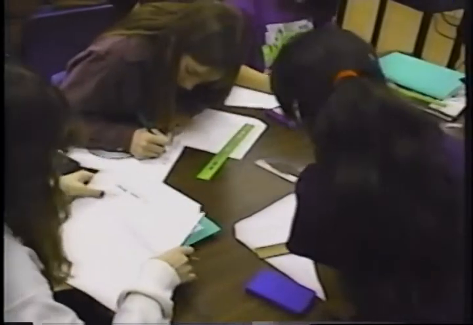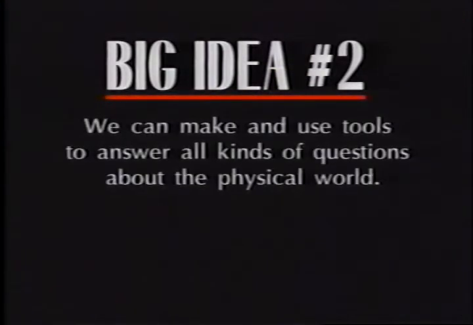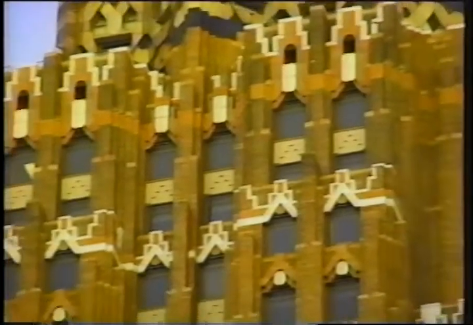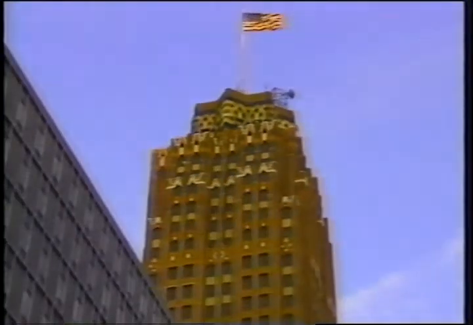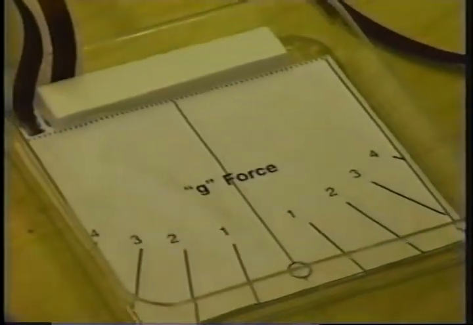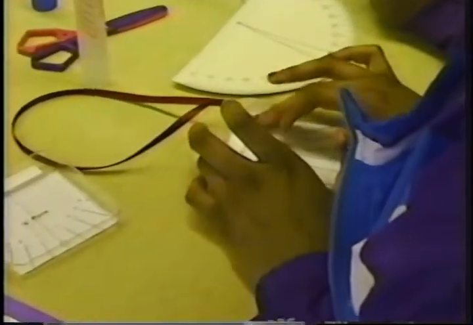It's pretty easy once you get the hang of it. So, what's the big idea? Well, it seems this big idea is that we can make and use tools to answer all kinds of questions about the physical world. In this case, we've got several new tools: pace length, triangle, the altimeter, and tangent ratio. Well, that's pretty cool, because now we can measure all kinds of big stuff. Yes, and don't forget the accelerometer to measure those G-forces.